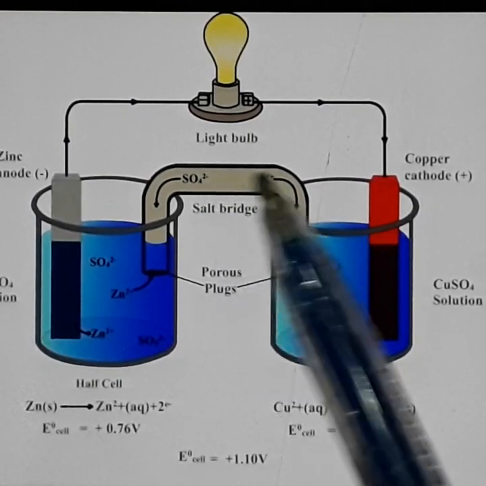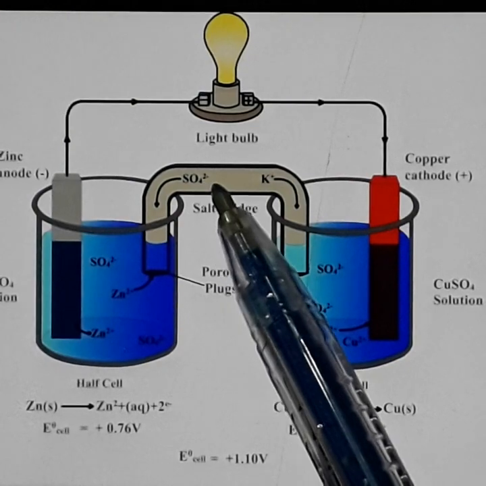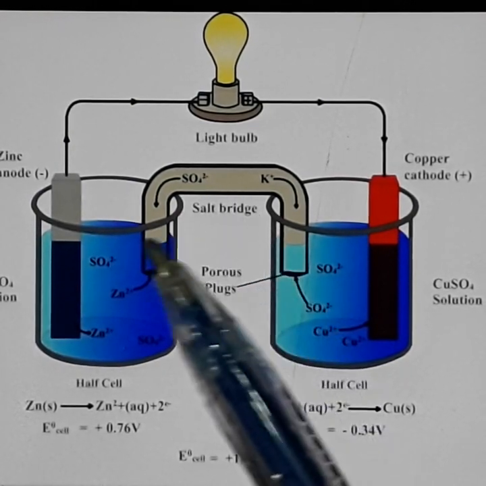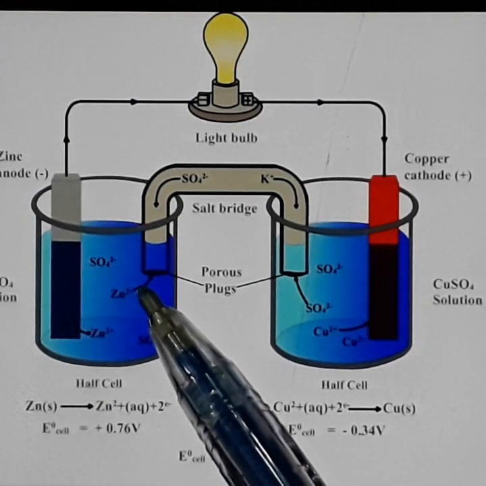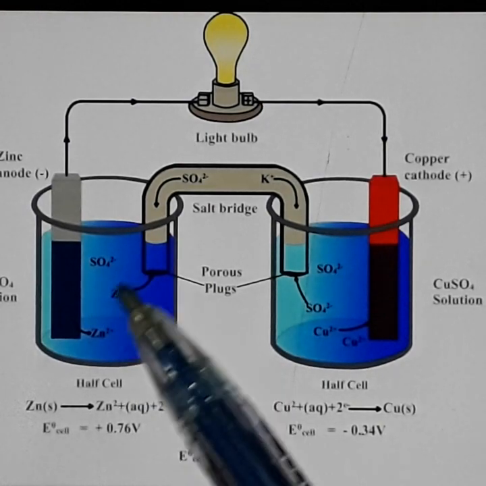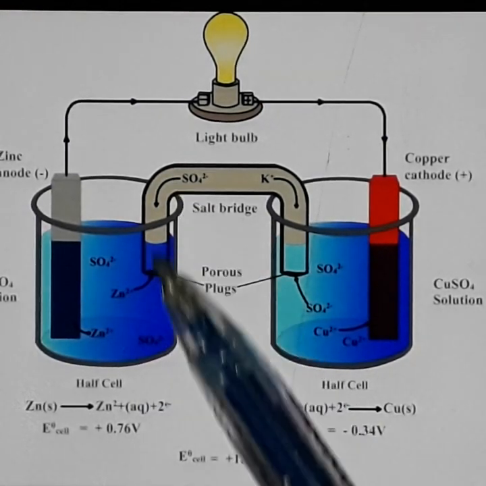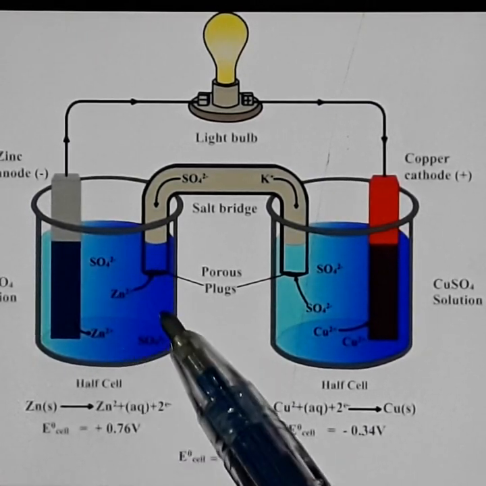See, it consists of ions only. So here potassium sulfate is written, right? Now at your anode, since the concentration of positive ion is more, the sulfate ion will go to the solution and combine with the zinc ion, and this is how it decreases the concentration of zinc ion or positive ion out here.